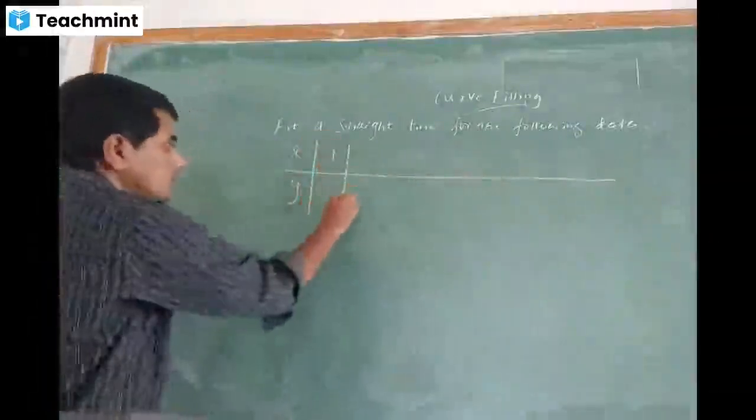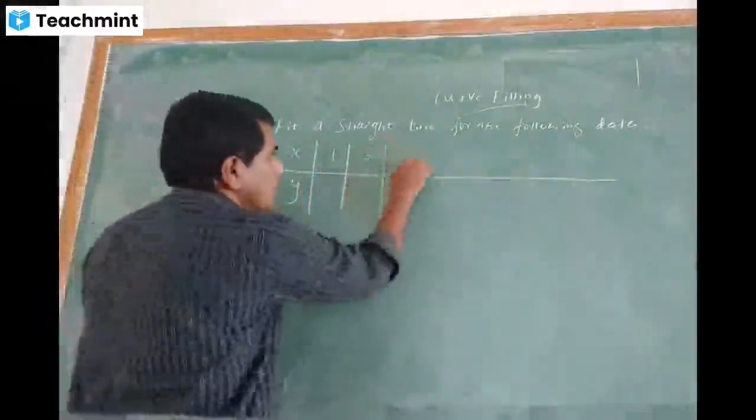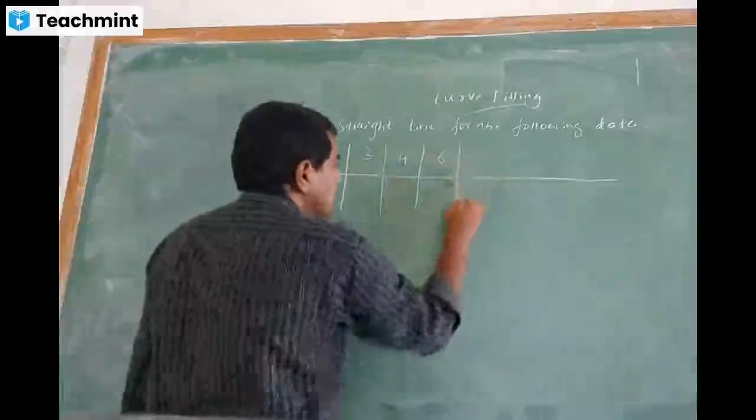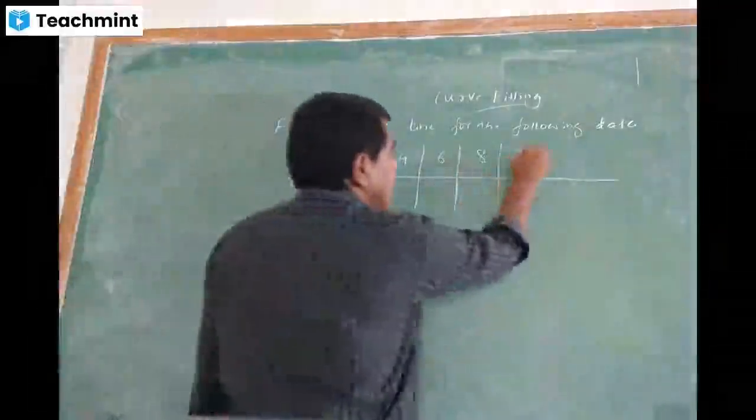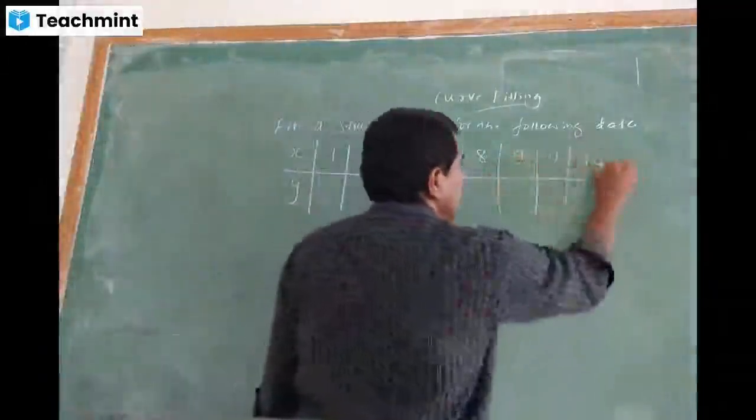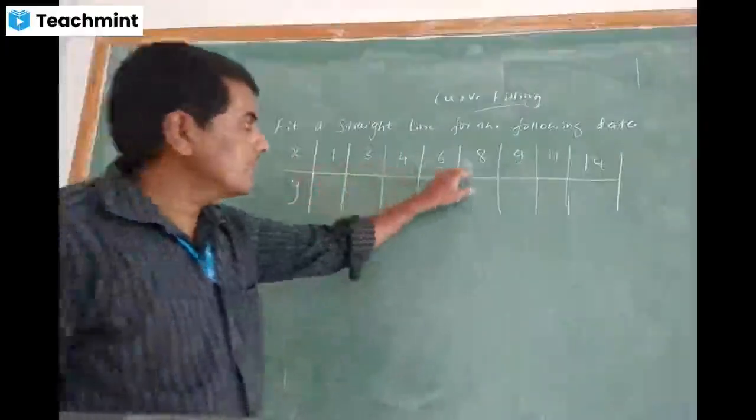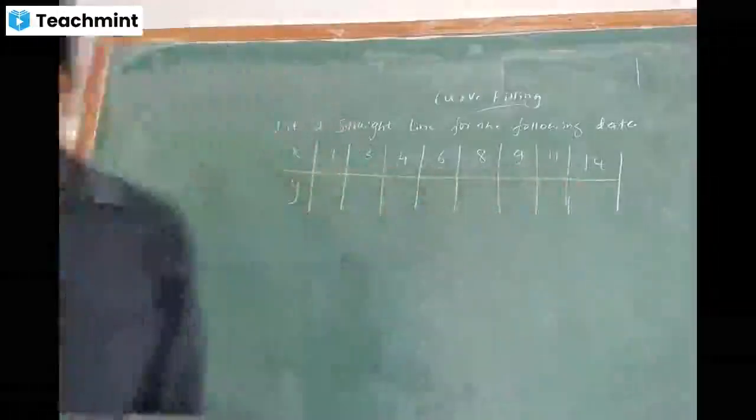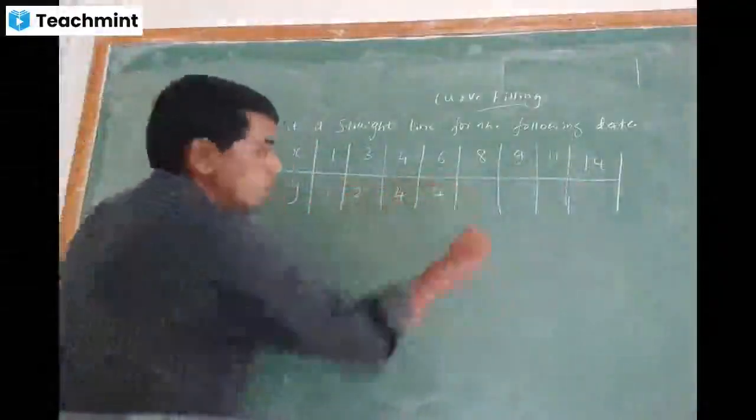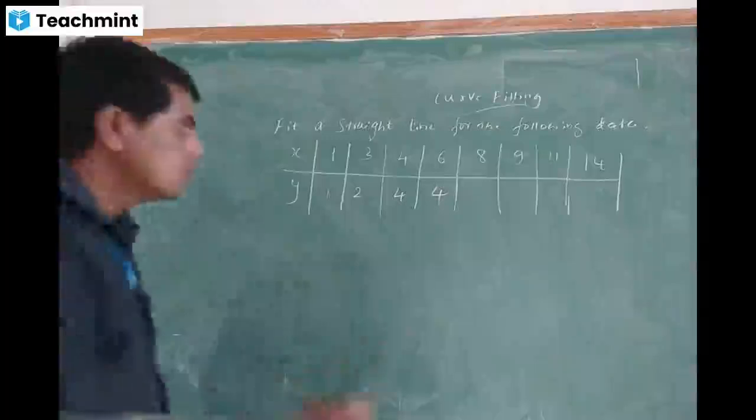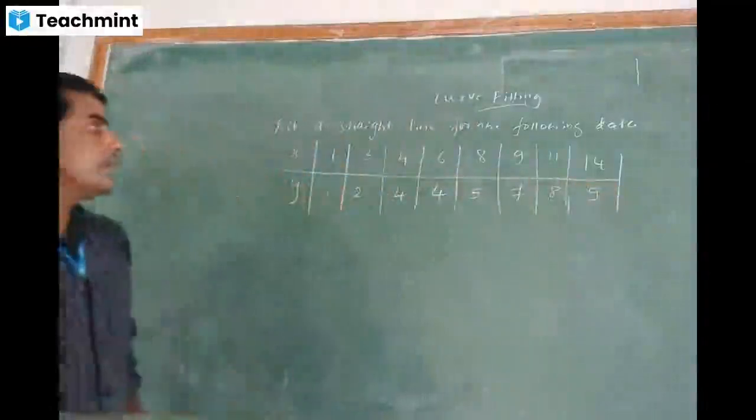So x values are 1, 3, 4, 6, 8, 9, 11 and 14. And y values are 1, 2, 4, 4, 5, 7, 8, 9. So like this they have given.